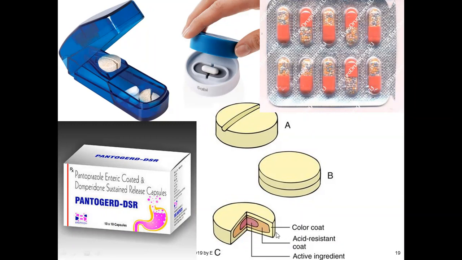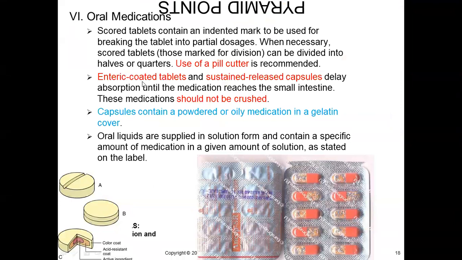And here in this picture is the active ingredient. Then the first layer is acid resistant. It resists acid in the stomach, because this medication may work in the large gut. And there is also a coated outer layer. So enteric coated tablets and sustained release capsules delay absorption until the medication reaches the small intestine. This medication should not be crushed.